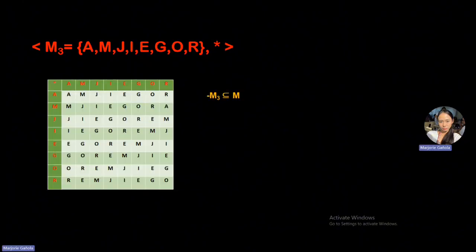So M sub 3, let's see if it satisfies the condition of being a subgroup. M sub 3 is a subset of M because A, M, J, I, E, G, O, R indeed came from the group M. Now let's see if it is a group. It is closed. As you can see, all of the elements here are closed under the elements of M sub 3.